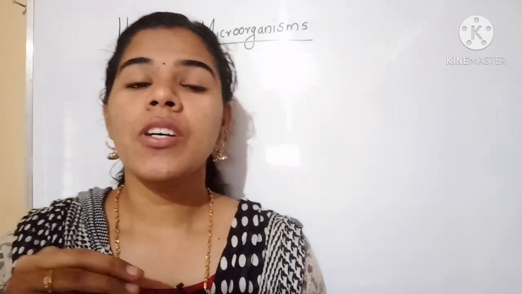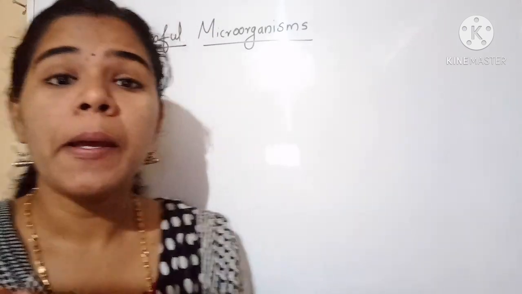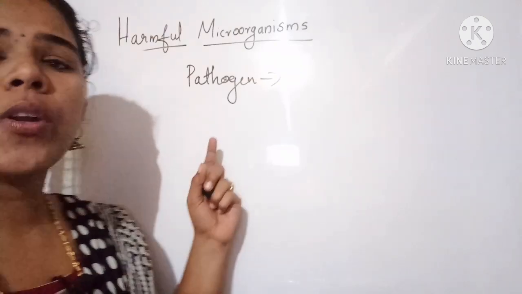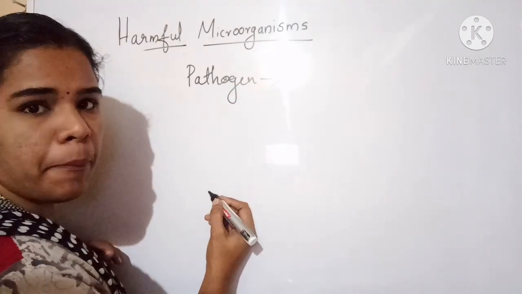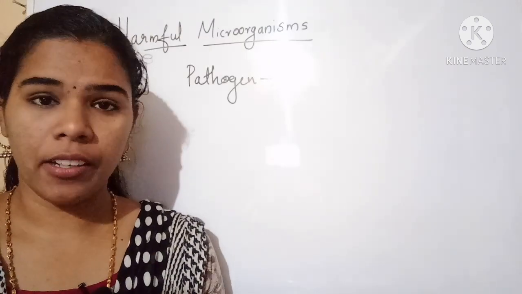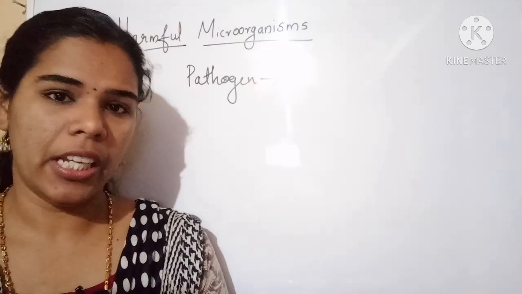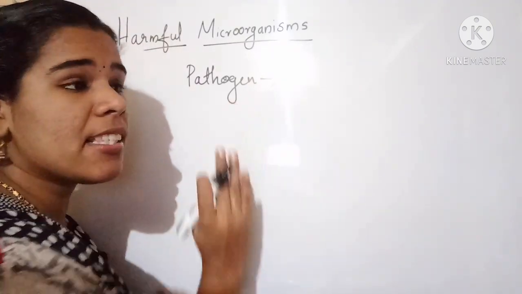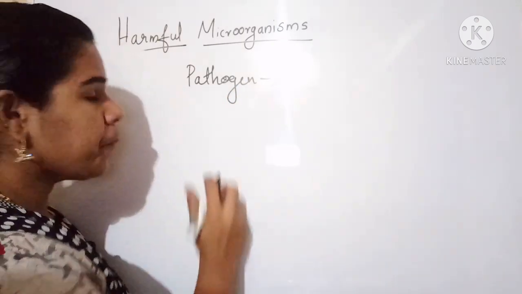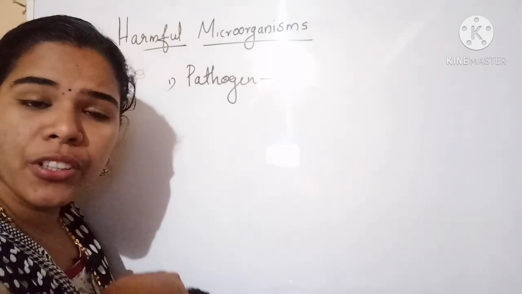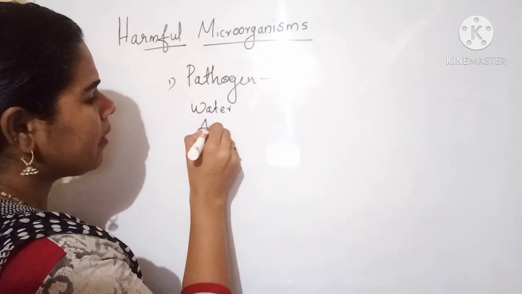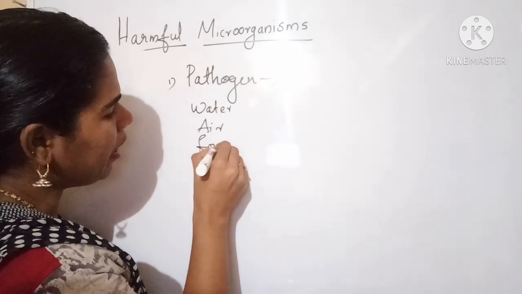Disease causing microorganisms are called pathogens. Pathogen. This is very important. And these pathogens can enter our body through the water we drink, the air we breathe, and the food we eat.